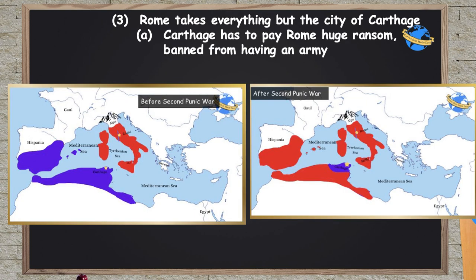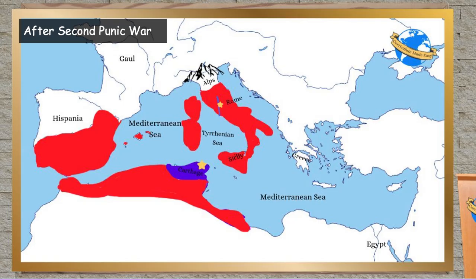As punishment, the Romans pretty much take everything that was of Carthage, right? Before the Second Punic War, you see this purple is Carthage controlled, but afterwards, you see Carthage really only controls its city and the farmlands, the immediate lands around the city, whereas Rome takes everything else. Carthage also had to pay Rome a huge ransom that the Romans thought would take decades for the Carthaginians to pay off. They were also banned from ever having an army of their own, so they couldn't form a challenge to the Romans. So you can see here, after the Second Punic War, Rome really has an empire starting to build. Even though it's a republic, it's starting to build an empire here with colonies in Sicily, Corsica, Sardinia, as well as Hispania and northern Africa.